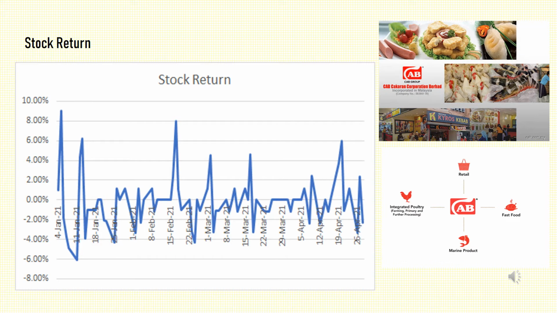The graph indicates the stock return of CAB Cakaran Berhad Company over 4 months. During January, the graph indicates a sharp drop and then increased sharply, repeating until 25 January. The stock return in February also showed the same movement as January. There was a dramatic increase and decrease during that month. Next, from early March until the end of March, there were considerable increases and decreases in the stock return. The same movement also happened in April, with significant stock return ups and downs during that month.